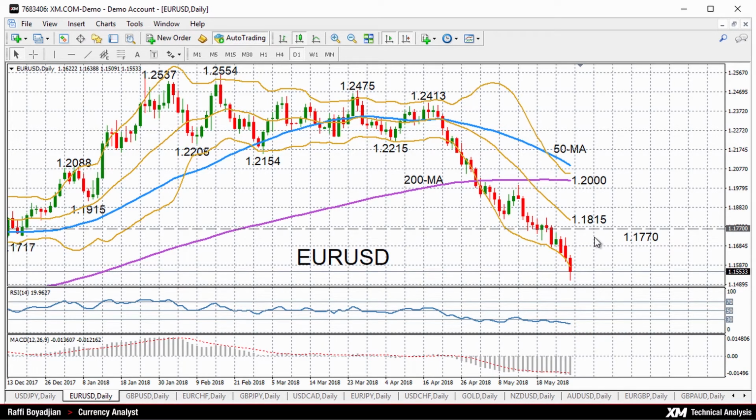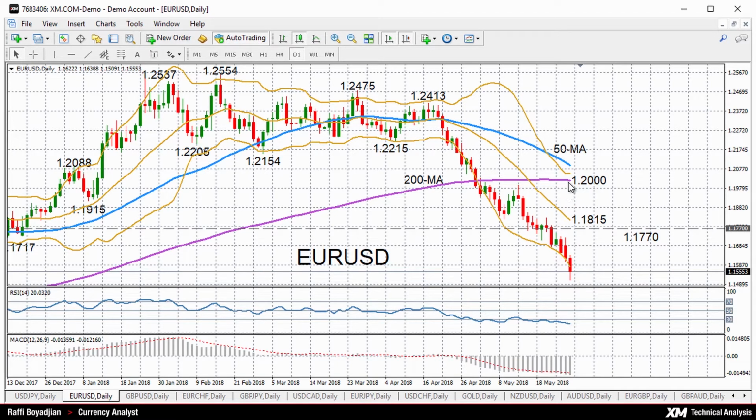If that happens, resistance should come from around the 1.1770 area. That's a previous congestion region. And not too far above that, we have the middle Bollinger Band, which is also the 20-day moving average, at around 1.1815. A climb above 1.1815 would help shift the near-term bias to a more positive one.